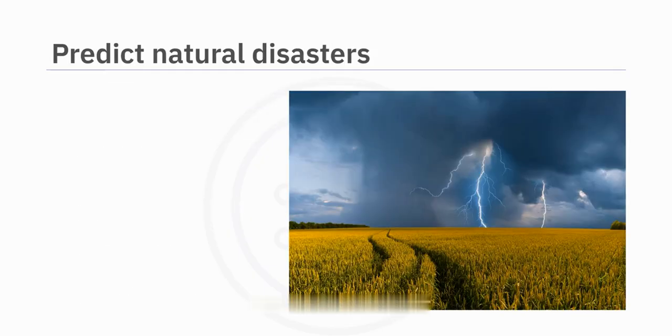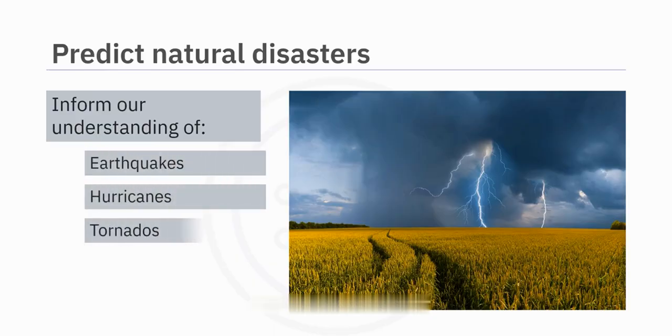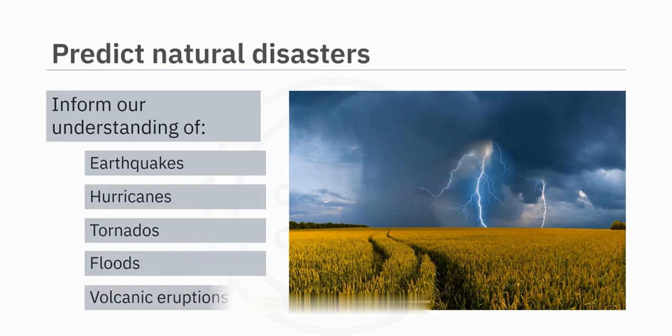Data science tools enable organizations to analyze vast amounts of data from various sources. Large, high-quality data sets can help predict the occurrence of natural disasters such as earthquakes, hurricanes, tornadoes, floods, and volcanic eruptions. The data scientists present that information in a way that allows organizations to gain new understandings and, in some cases, save lives.